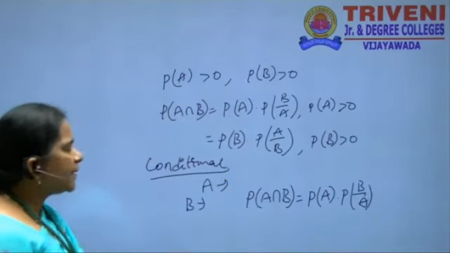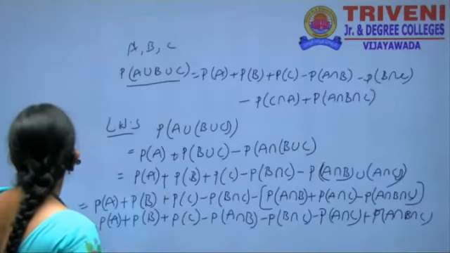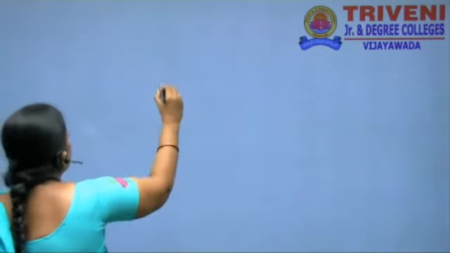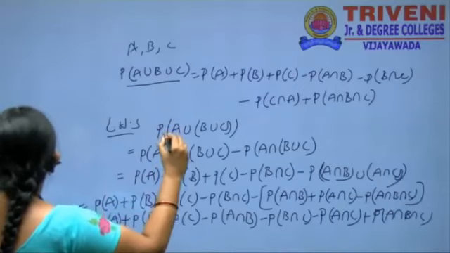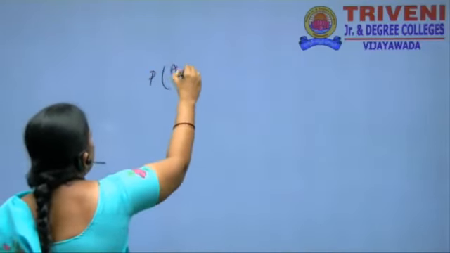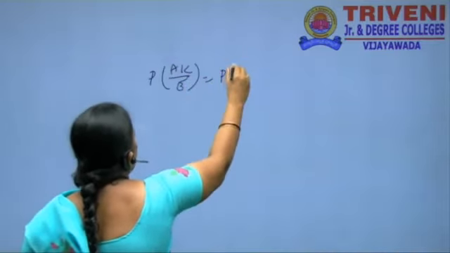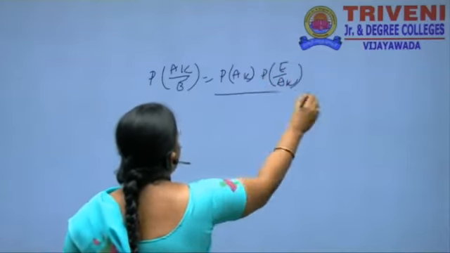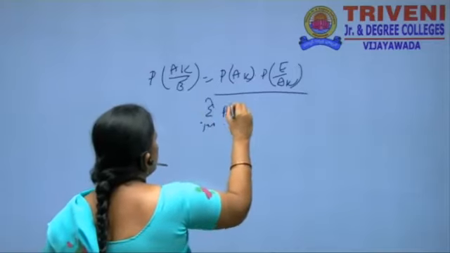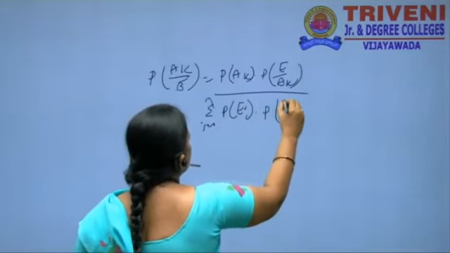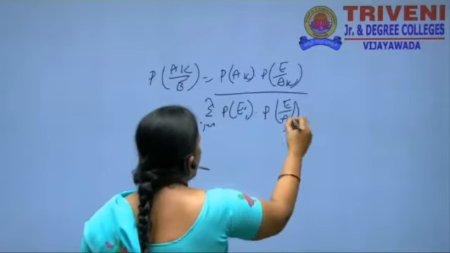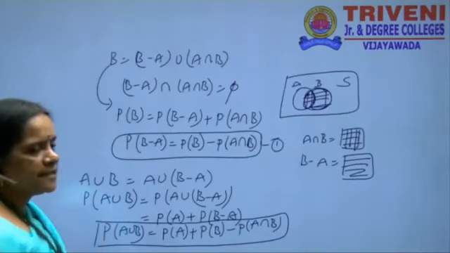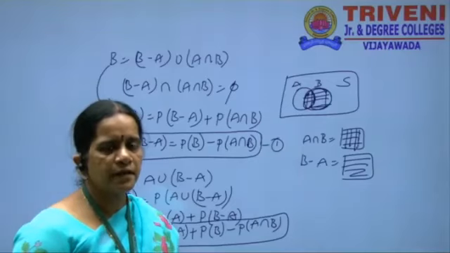P of A_k by E is equal to P of A_k into P of E by A_k, over sigma i is equal to 1 to n P of E_i into P of E by A_i. Like this we have to find in the Bayes theorem problems also. Okay, this is the multiplication theorem, addition theorem, and Bayes theorem problems we have to discuss in probability.